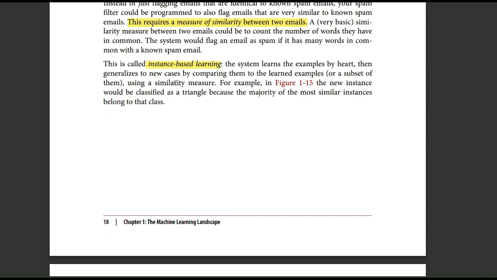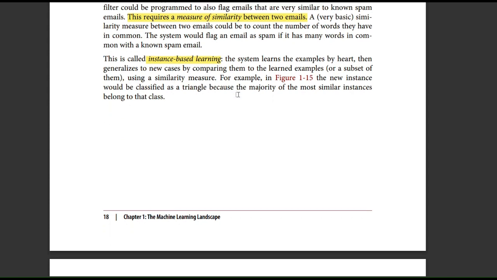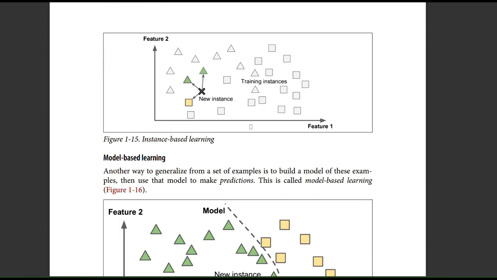A very basic similarity measure between two emails could be the count of words they have in common. The system would flag an email as spam if it has the same number of words. This is called instance-based learning. The system learns the examples by heart, then generalizes to new cases by comparing them to the learned examples, or a subset of them, using a similarity measure.